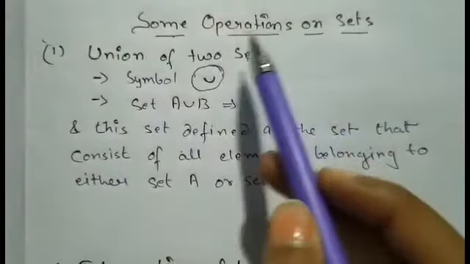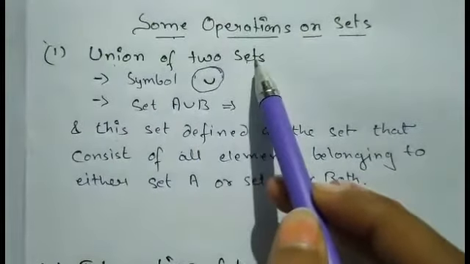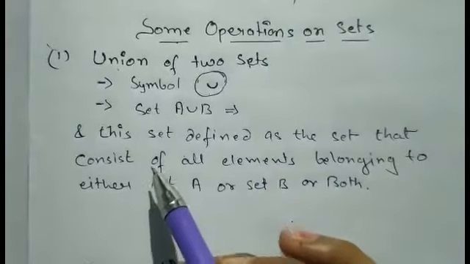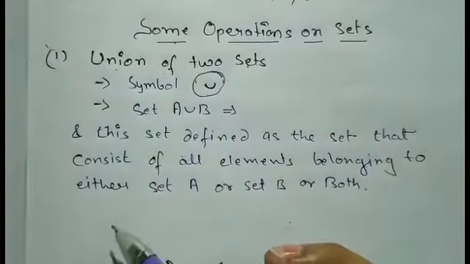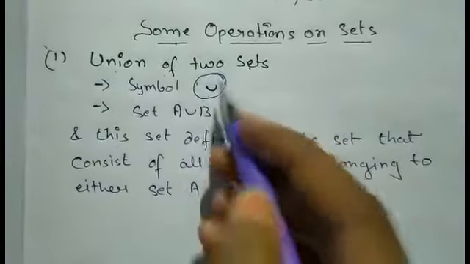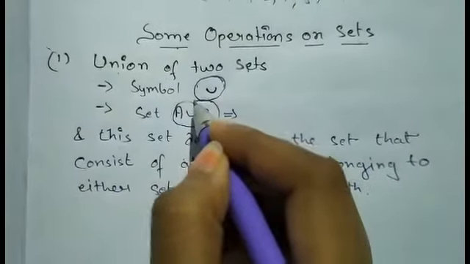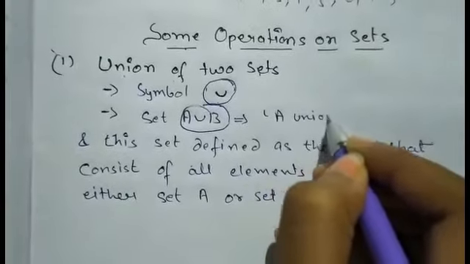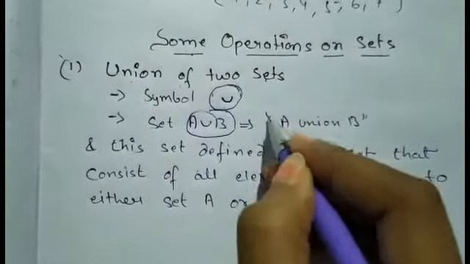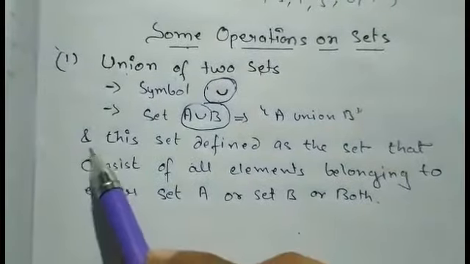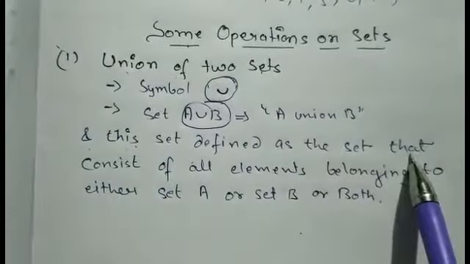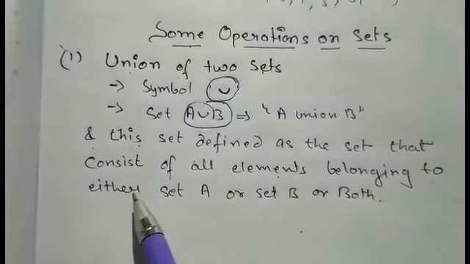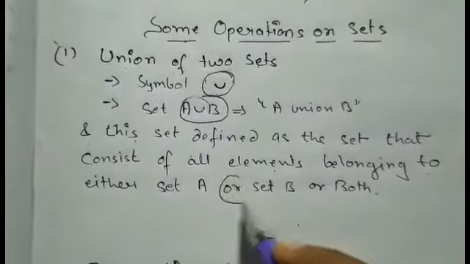Some operations on sets. First, union of two sets. This symbol is employed to denote the union of two sets. Thus, this is read as A union B, and this set is defined as the set that consists of all the elements belonging to either set A or set B or both.